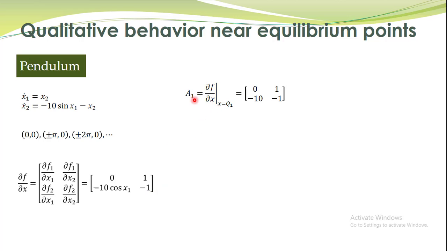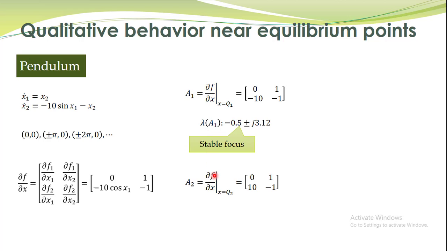This Jacobian matrix, evaluated at this equilibrium point, that is 0, 0, we have this system matrix. The eigenvalues of this system matrix can be easily computed. These come out to be complex with negative real part. So what is the qualitative behavior of this nonlinear system near this equilibrium point? It is a stable focus. That is, it will show oscillatory response, decaying oscillations.